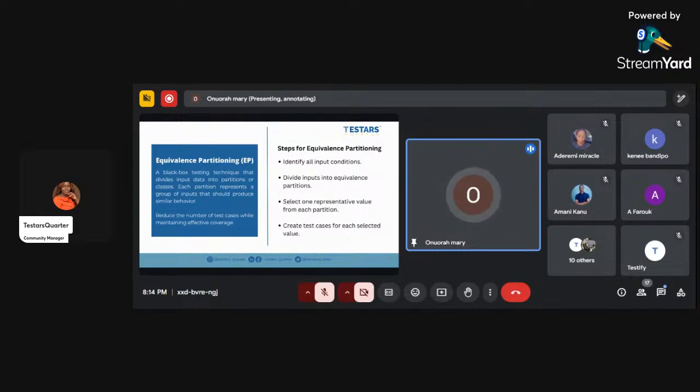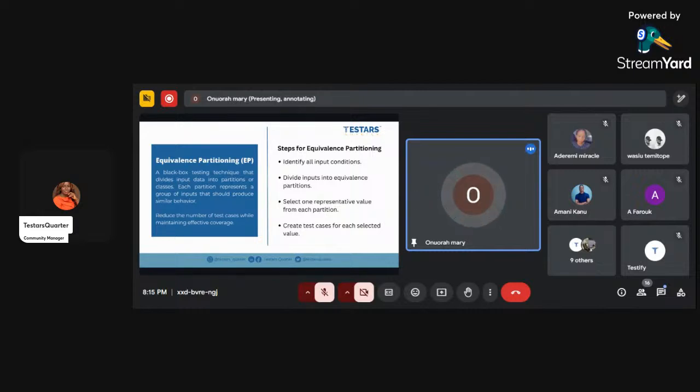Now, how do you achieve this, or what steps do you take to achieve what you want to achieve using equivalent partitioning? So I've lifted out 4 points, and the first thing here is identifying your input conditions. You need to look at your scenario, or your problem, or what you're trying to test, and then identify the input conditions for this particular scenario, or app, or whatever it is that you want to test, right? The second step is for you to divide your input data or input conditions into equivalent partitions, right? The next step is you then select a representative, right?